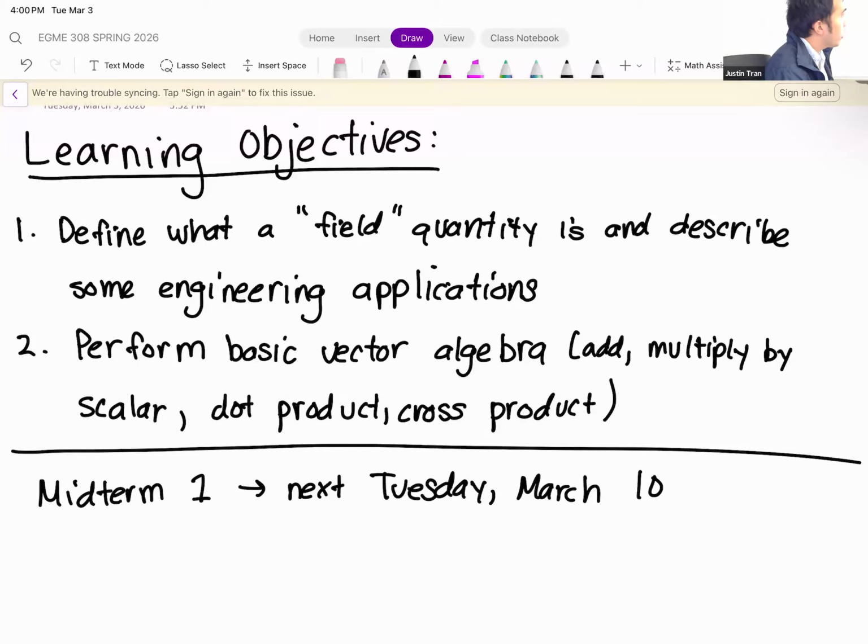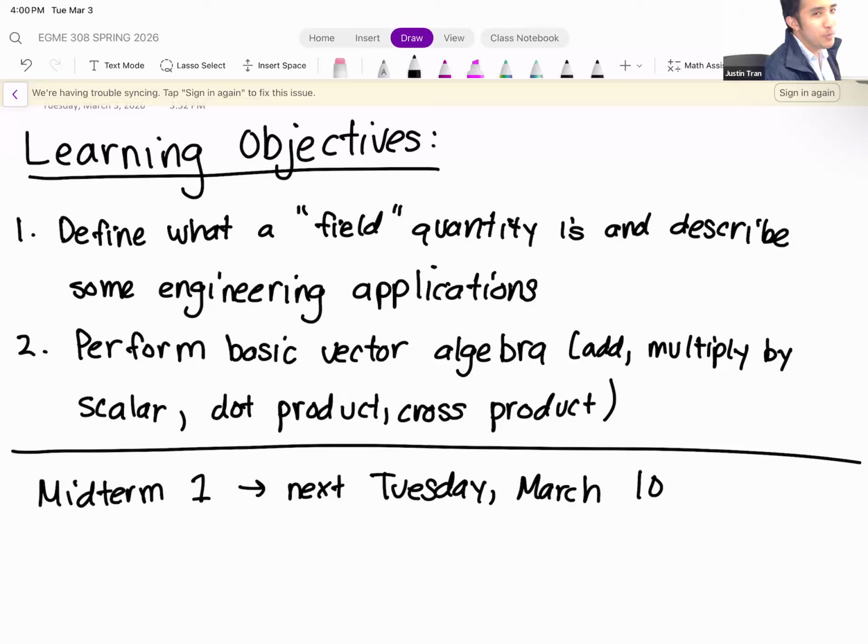So today, we are starting something new. What we start today is not going to be on the midterm exam, so I want to be clear about that. This is kind of starting our second unit here. The first unit is fairly uniform in message. It's all about differential equations essentially.